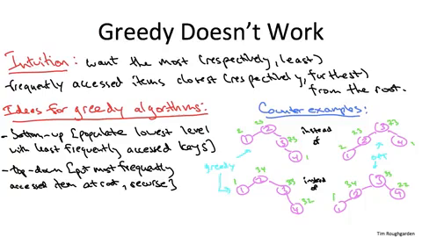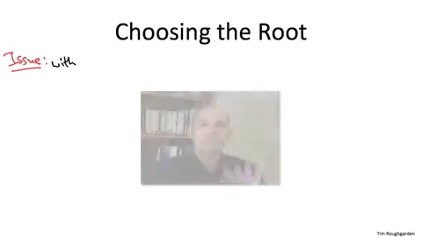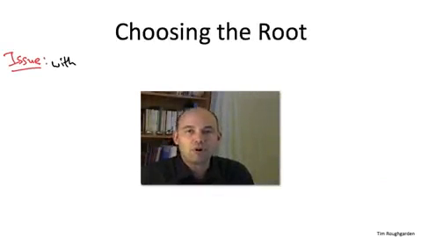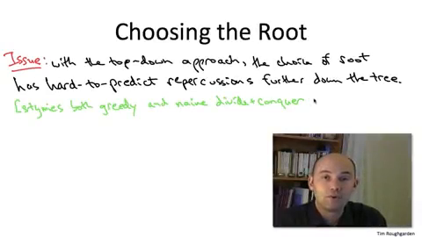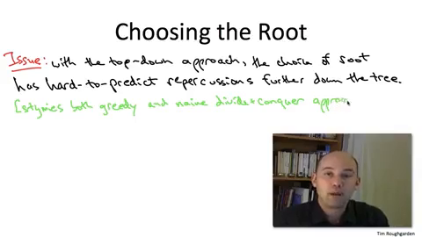This, of course, doesn't exhaust the list of potential greedy algorithms. You could try others, but it's not going to work. There's no known greedy algorithm that successfully solves the optimal binary search tree problem. So in particular, if we focus on the top-down approach, the choice of the root, the choice of what to do at the uppermost level, has very hard to predict repercussions for what the two different subproblems look like.